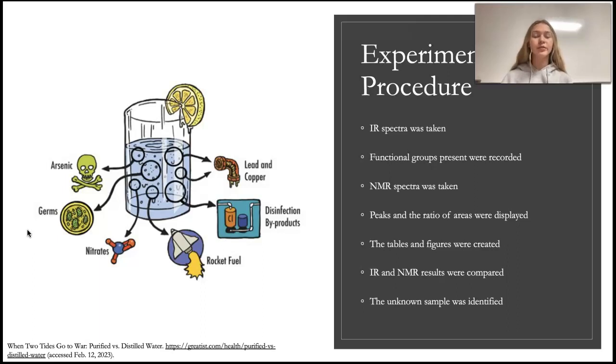For the procedure, first the IR spectra was taken and the functional groups present were recorded. Then the NMR spectra was taken and the peaks and ratio of areas were displayed. Tables and figures of both were created. And then the results from the IR and the NMR were compared in order to identify the unknown compound.